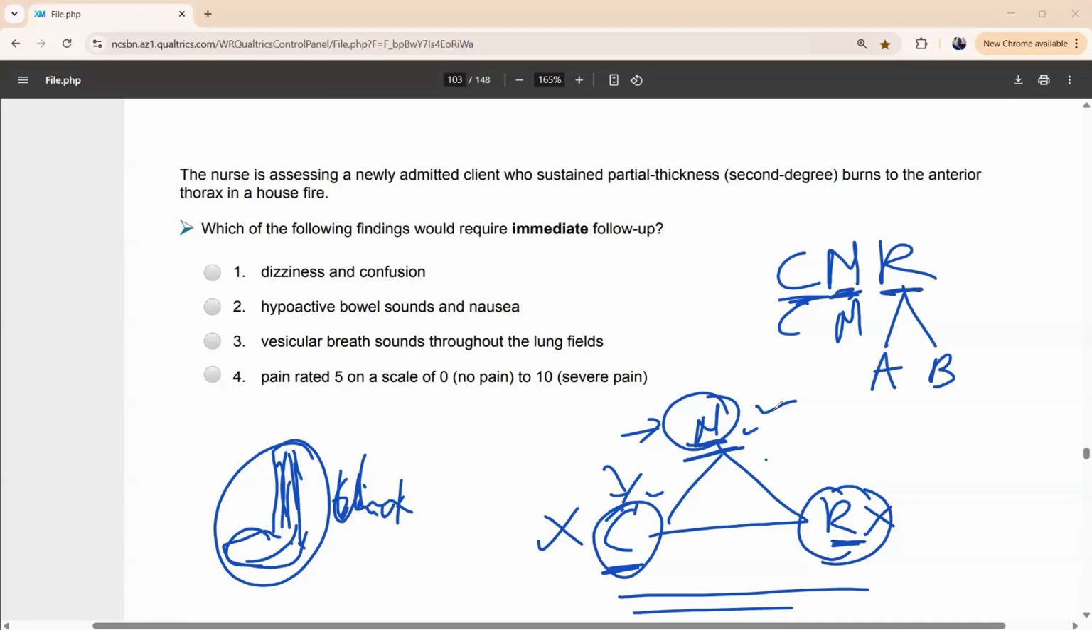So when I'm seeing dizziness and confusion, like you said, it is related to neuro. What's the likely thinking when the patient is dizzy and confused? Oh, that's related to low oxygen. Okay, great. You get the clue now. Low oxygen. Yes.